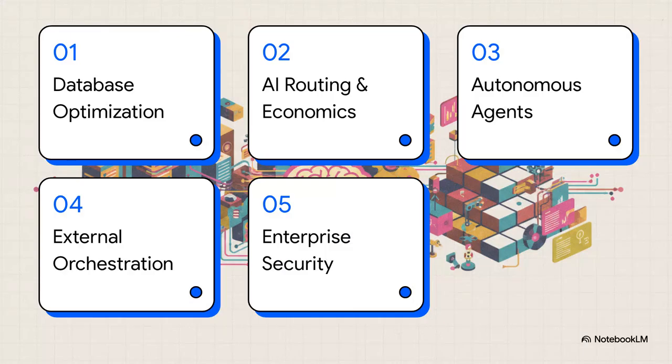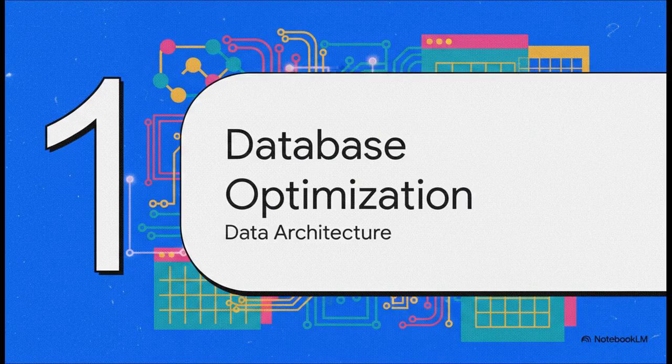Here is our architectural blueprint for today. We will systematically cover database optimization, AI routing and economics, autonomous agents, external orchestration via NCP, and finally, enterprise security. Let's dive in. Part 1. Database optimization and data architecture.